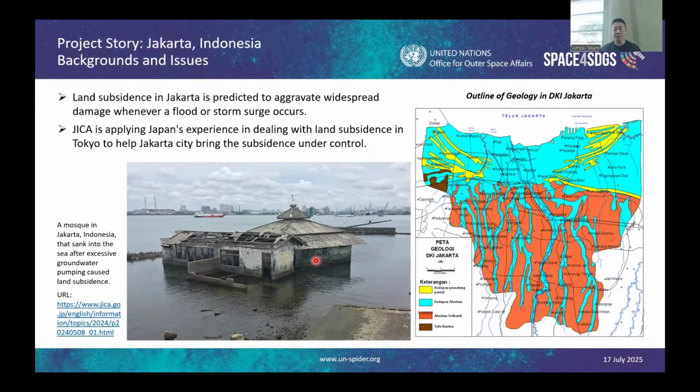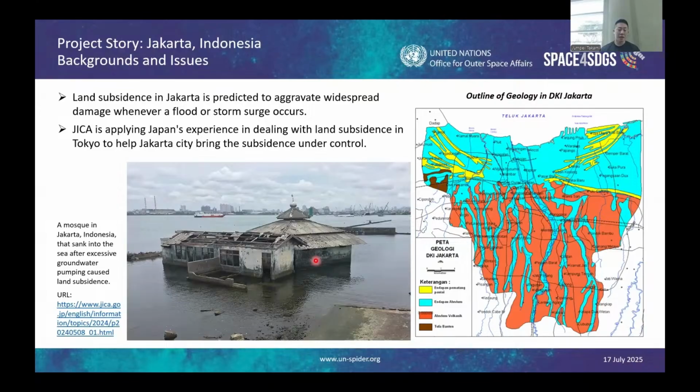So this project was for Jakarta, Indonesia, which is one of the globally famous countries facing land subsidence issues, induced by groundwater extraction. Land subsidence in Jakarta is predicted to aggravate widespread damage whenever a flood or a storm surge occurs. JICA, the Japan International Cooperation Agency, is applying Japanese experience in dealing with land subsidence in Tokyo to help Jakarta bring the subsidence under control.